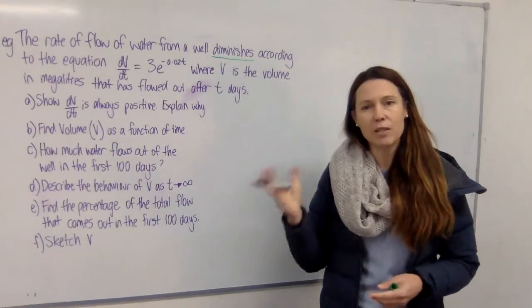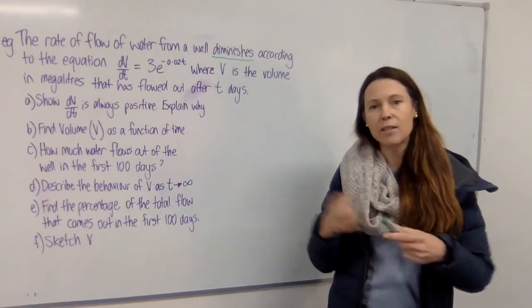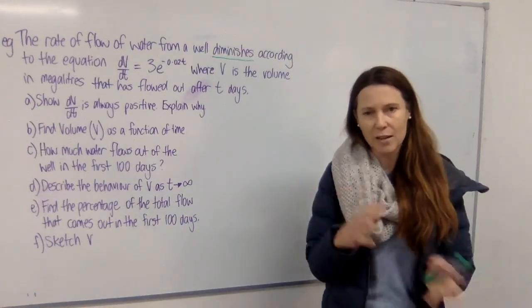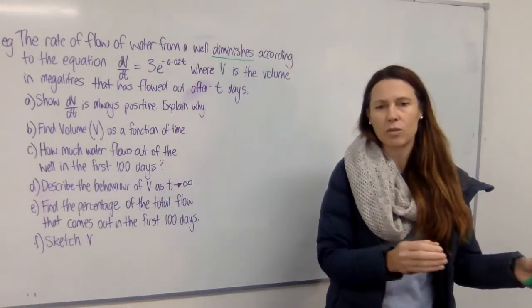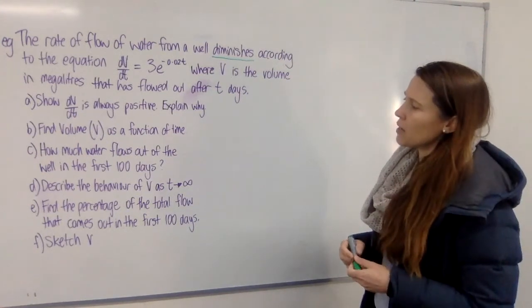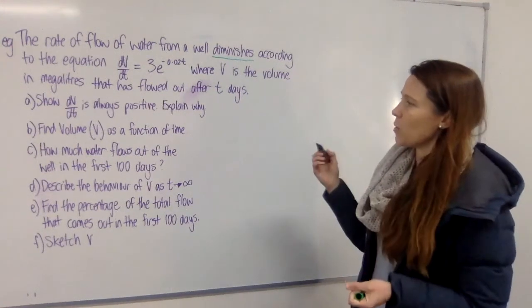The rate of flow is diminishing. So that means that the rate that it's coming out is decreasing. So maybe a lot of water is coming out in the beginning, and then less and less water is coming out of the well over time. All right, show that dV/dt is always positive and explain why.